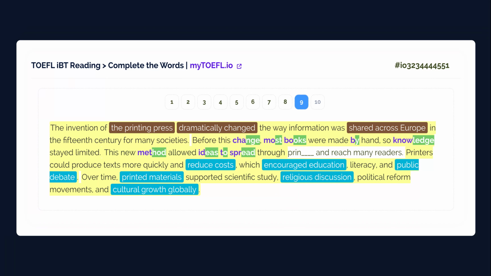Finally, we need to name the actual process that made this movement possible. It's the noun form of the action the press performs. This new method allowed ideas to spread through print and reach many readers. The question provides the letters P, R, I, and N, followed by 4 blanks. This word identifies the medium through which the ideas were shared. We are talking about the action of the printing press itself. Considering the available information and the context of producing texts, the word that describes this entire process is "printing."